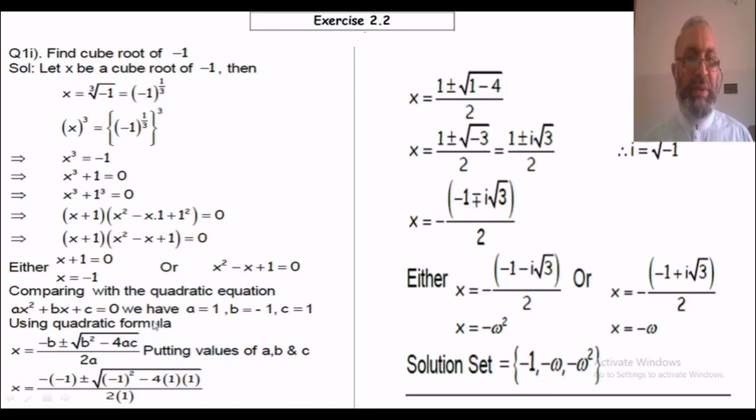Putting the values of a, b, c in the quadratic formula and simplifying, we get x is equal to 1 plus minus square root of 1 minus 4, which becomes 1 plus minus square root of minus 3, divided by 2. Again, minus 3 becomes 1 plus minus iota under root 3 by 2, because the value of iota is square root of minus 1. But the value of omega is minus 1 plus iota under root 3 and minus 1 minus iota under root 3.